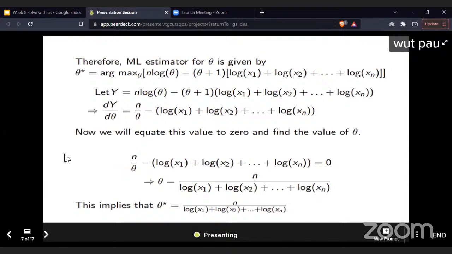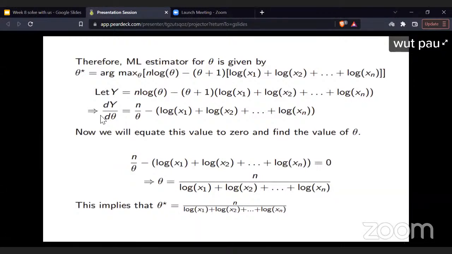Now you have to differentiate your log likelihood function with respect to your parameter. We know that to find the maxima or minima, we differentiate with respect to the variable, equate it to 0, and then find the x or y value. Similarly here, instead of x and y, we have the parameter theta.